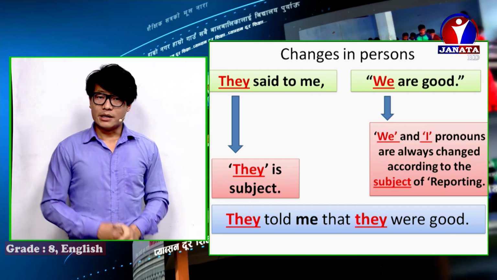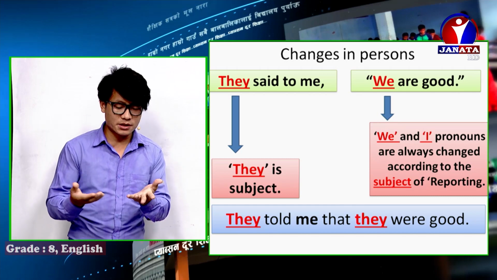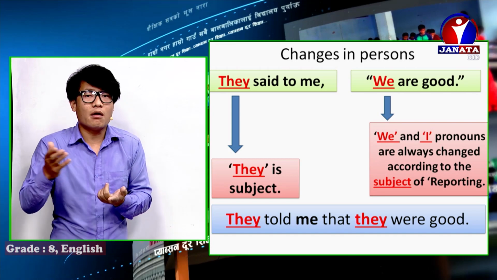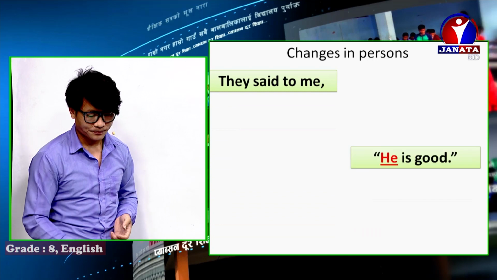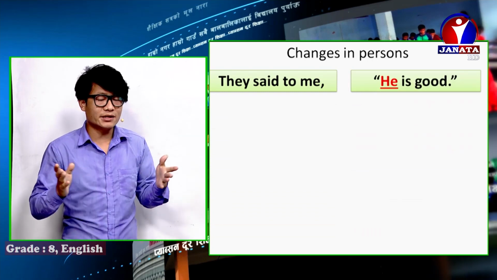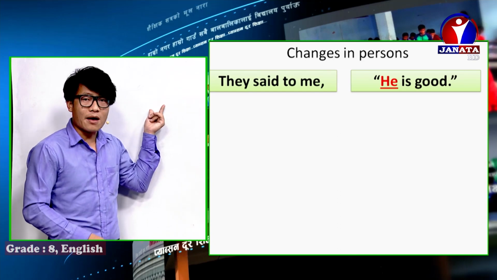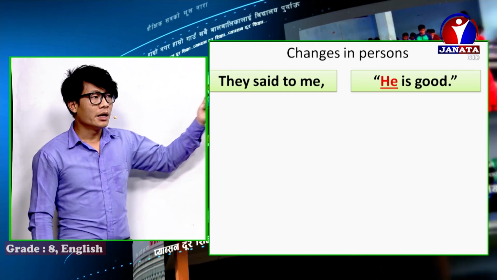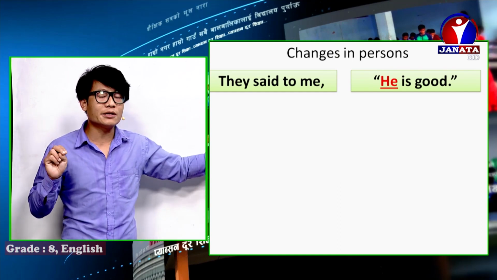Okay? Now, how about if there is a third person? Third person means like he, she, it, and the names of other people. So let me show you. Changes in the persons. They say to me, he is good. So they is the subject, me is the object, and this is the reporting. He is good. This sentence is in inverted commas, and this is the reported.